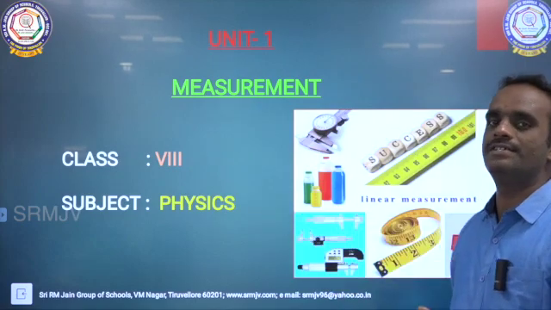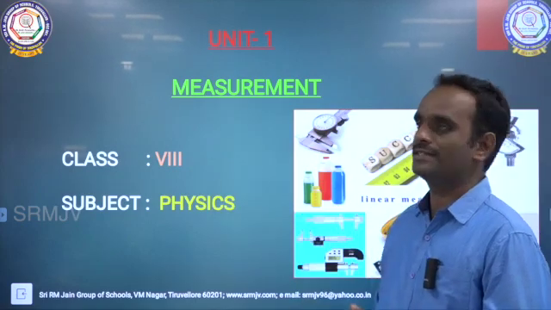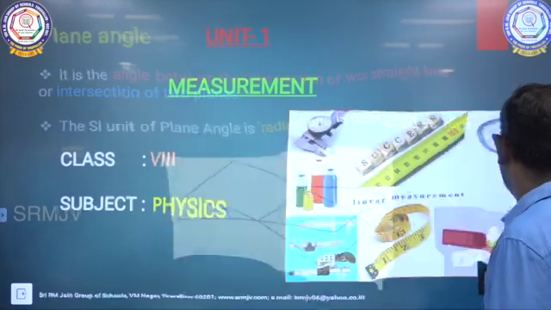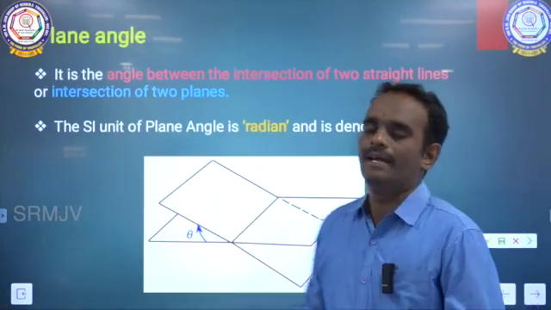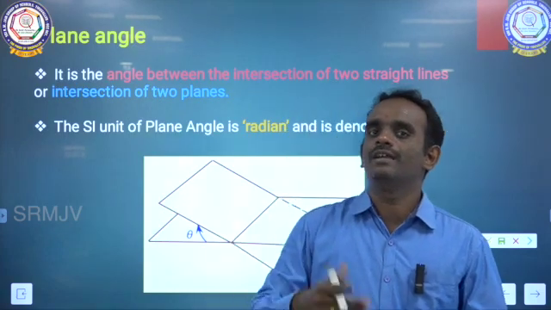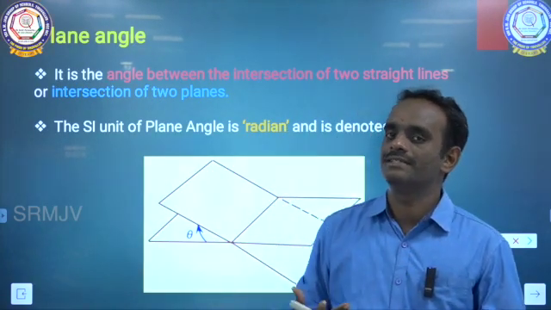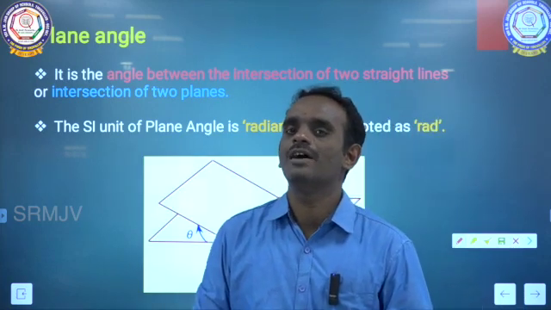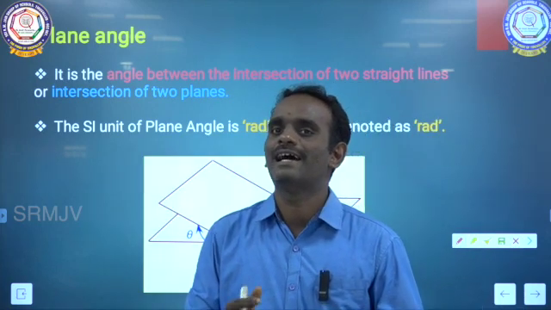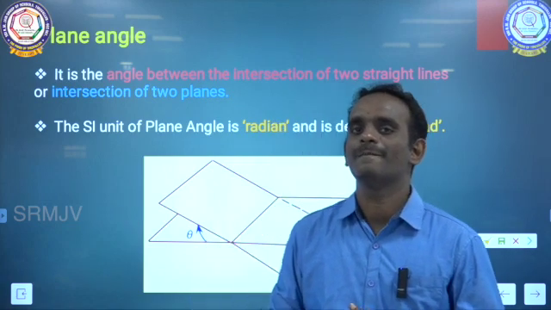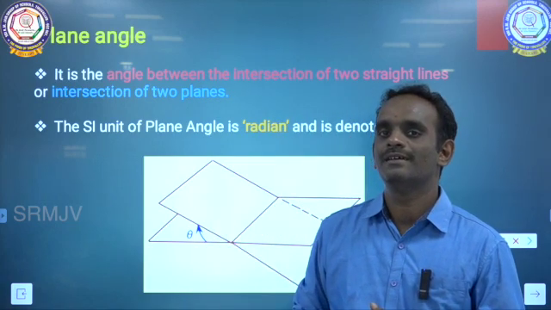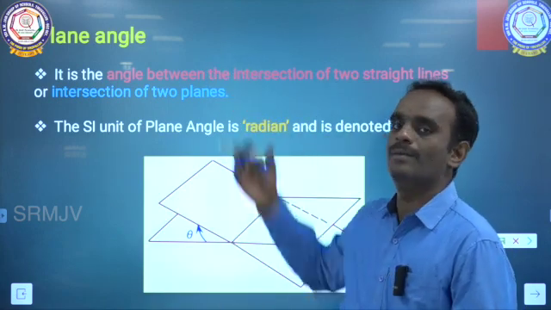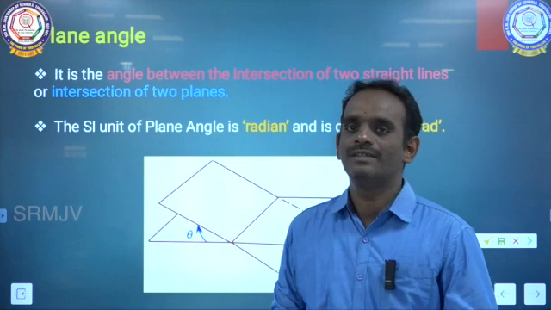For class 8, subject physics, unit 1, measurement. Children, in the previous class, we have discussed the base quantities. For example, luminous intensity and then what? Think, current and then length, etc. Right? Today we are going to discuss plane angle.